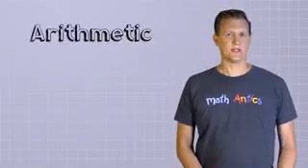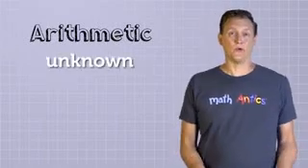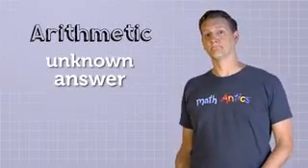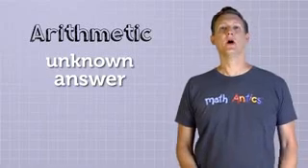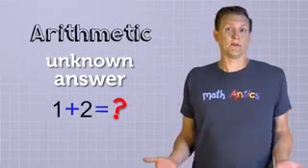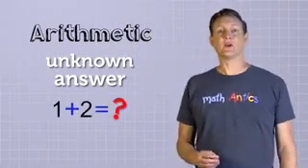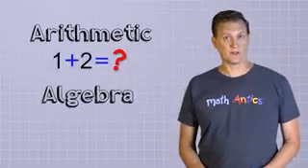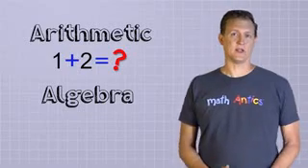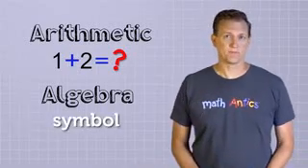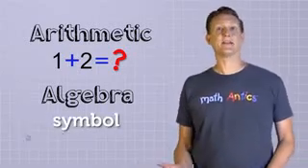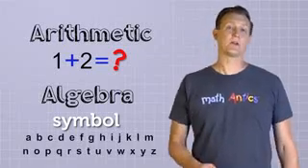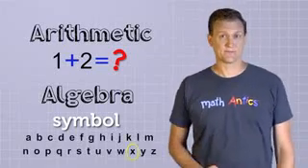When you were learning arithmetic, the only thing that was ever unknown was the answer to the problem. For example, you might have the problem 1 plus 2 equals what? The answer isn't known until you go ahead and do the arithmetic. Now, the important thing about algebra is that when we don't know what a number is yet, we use a symbol in its place. That symbol is usually just any letter of the alphabet. A really popular letter to choose is the letter X.